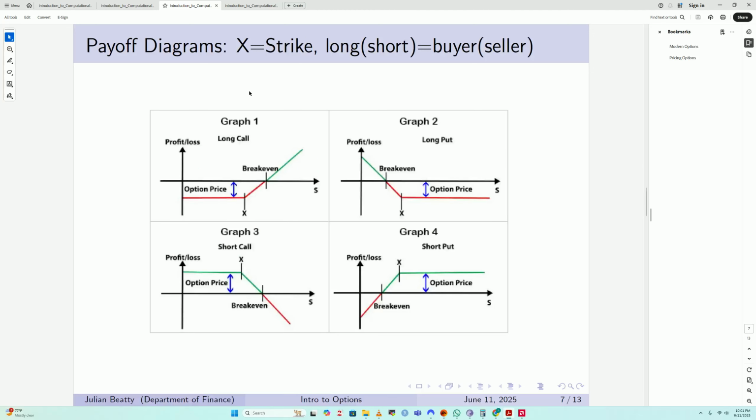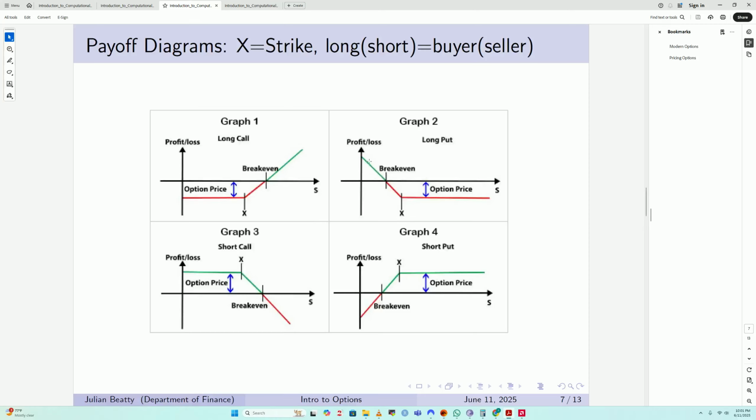Here's a couple of graphs to plot the payoffs. In the first one, we have a long call. If you buy a call option, your profit is going to start out negative, because the option is presumably out of the money. As the stock price increases, your payoff will start to increase, and then eventually you'll break even. X here is the strike price, and that's when it becomes sensible to exercise at expiration, and then eventually you break even, and then you start making money.